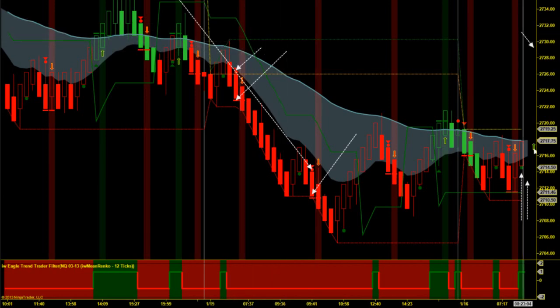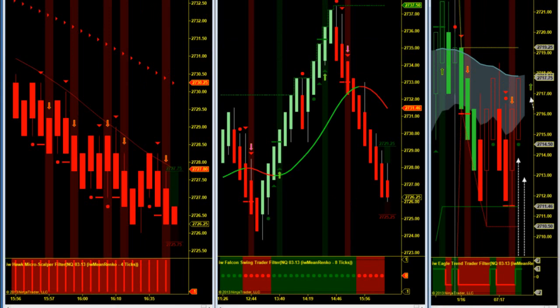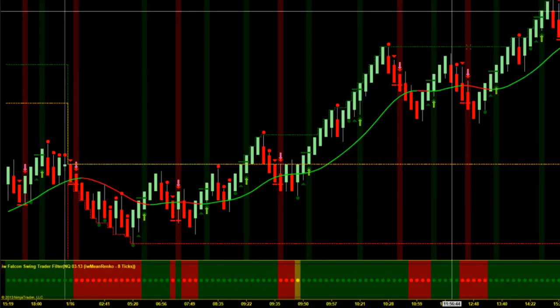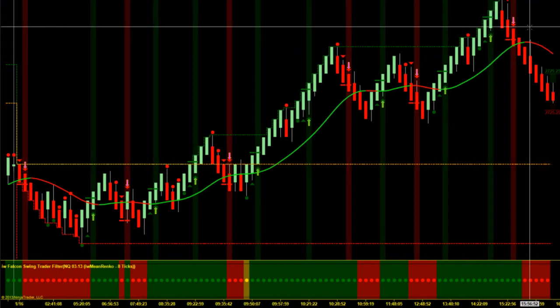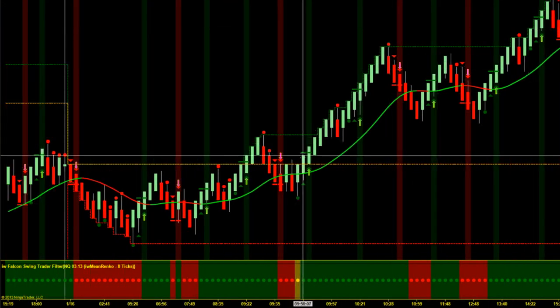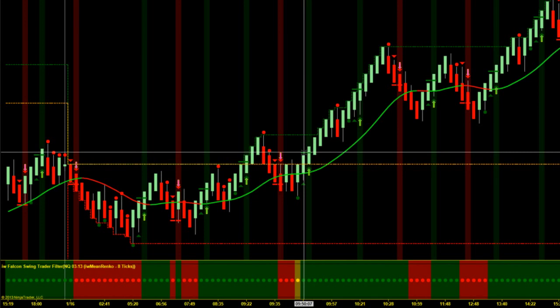Okay, so I will switch over now to the Falcon, which is our swing trader. Again, I'm sticking right with the NASDAQ, but I'm happy to show any instrument you'd like. Our Falcon is going to give you 3 to 4 trades per day. Again, these numbers vary depending on the instrument and how volatile the market is that day. But I have noticed that it's about 3 to 4 trades per day, and it's looking for the intermediate swings.